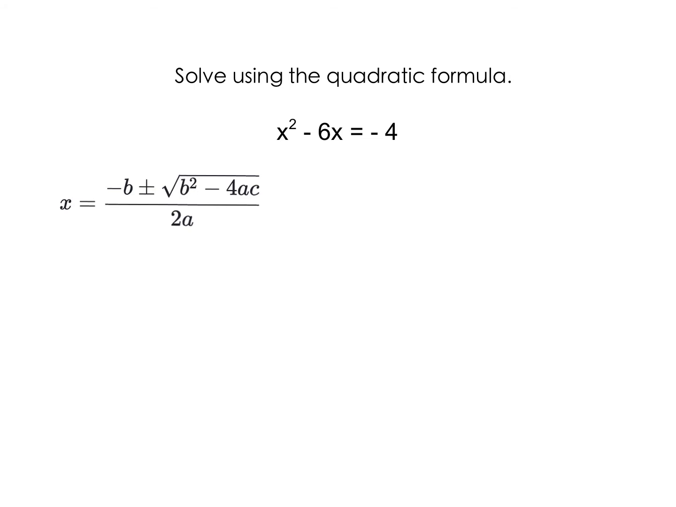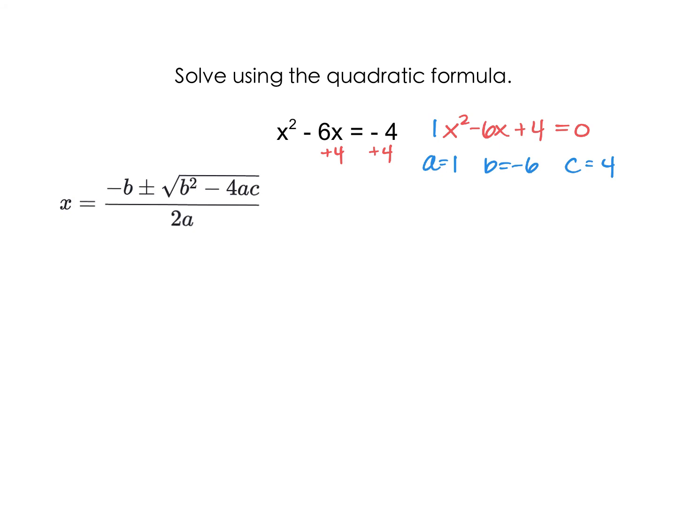Before I can identify a, b, and c, I got to make sure my equation is set equal to 0, and it's not. It's set equal to negative 4, so I'm going to make it a 0 by adding 4 to both sides. I get x squared minus 6x plus 4 is equal to 0. Now I can identify a, b, and c. A is going to be 1 since the coefficient is 1x squared. B is negative 6, and c is a positive 4.